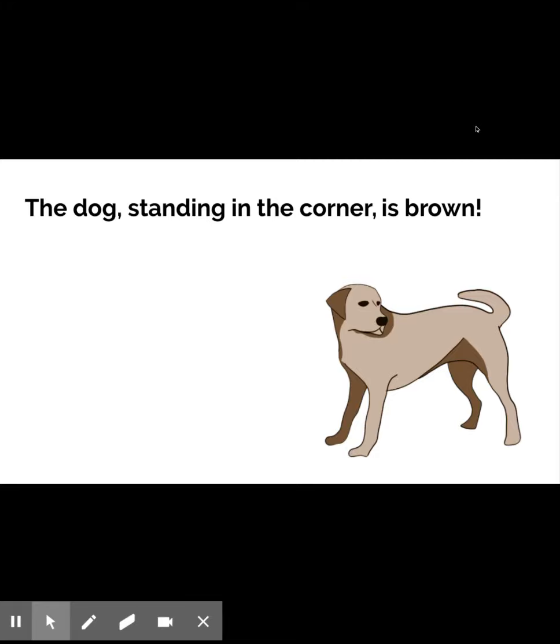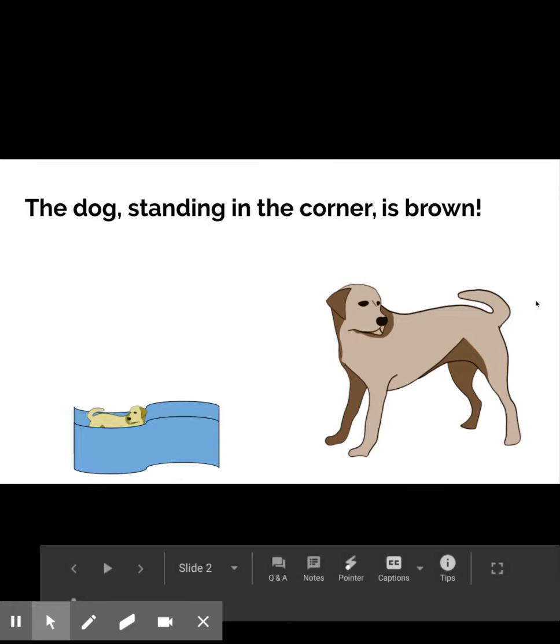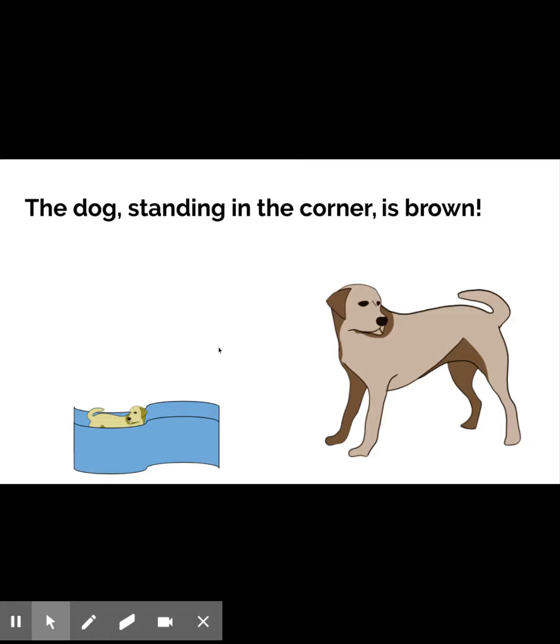So let's pretend there's another dog. By stating the dog is standing in the corner, you know which dog I'm referring to. So, as you can see, the dog standing in the corner, I'm referring to this one because he is doing the action of standing in the corner, and I'm describing this one instead of this one swimming in some water. So these verbal adjectives are called participles.